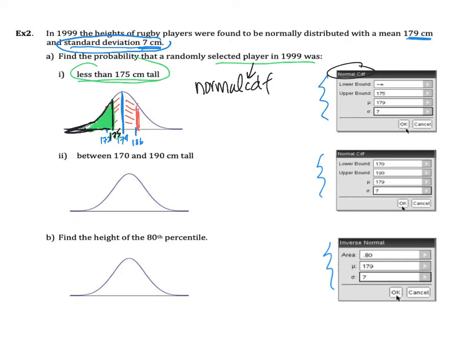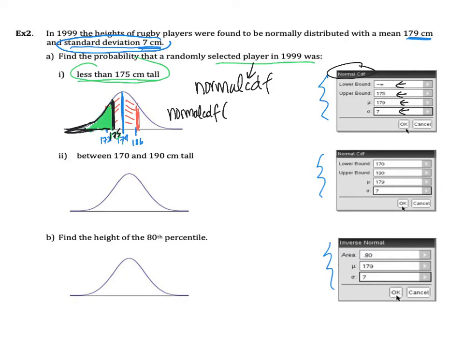Then your upper bound is where you're stopping. So we're stopping at 175. So this is my lower bound, negative 1 million or whatever you want to put in there. Negative infinity is fine. Your upper bound is 175. Then they want to know what is the average, which is 179, and what is the standard deviation, which is 7.